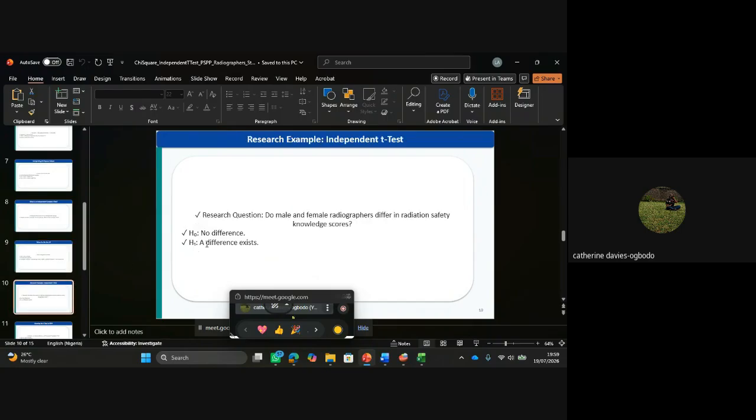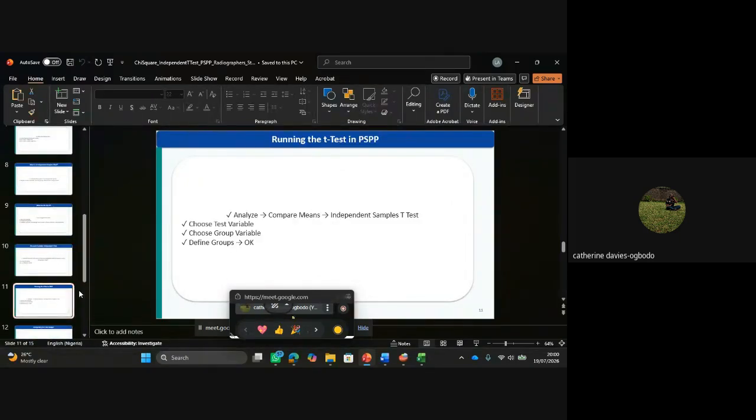Okay, so the same thing. It doesn't change the null hypothesis that the male and female radiographers differ in radiation safety knowledge scores. The null hypothesis says that no, they don't differ. There's no difference in their radiation safety knowledge scores, that they are equal. While the alternative hypothesis would assess the research question and say yes, there is a difference in their scores.